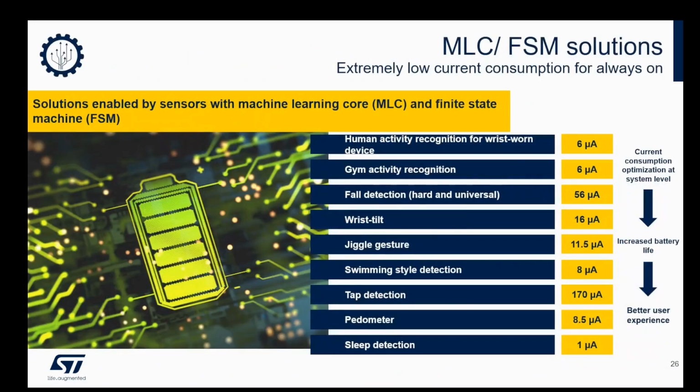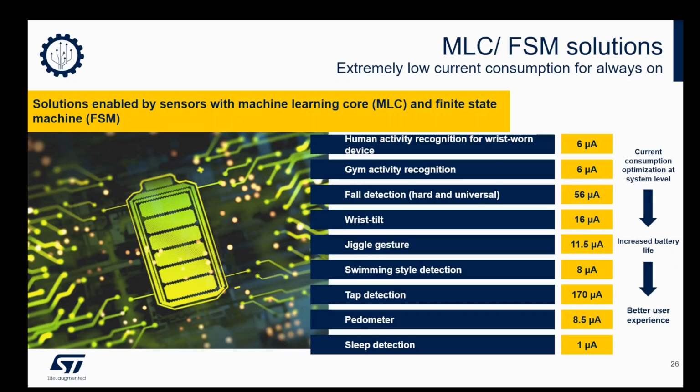There are many examples. For human activity recognition for a smartwatch, 6 microamps of current consumption. Gym activity recognition, another 6 microamps of current consumption. So the sensor runs all of this logic. The MCU or the application processor connected to the sensor does not need to do anything. It just needs to deal with the classification result.